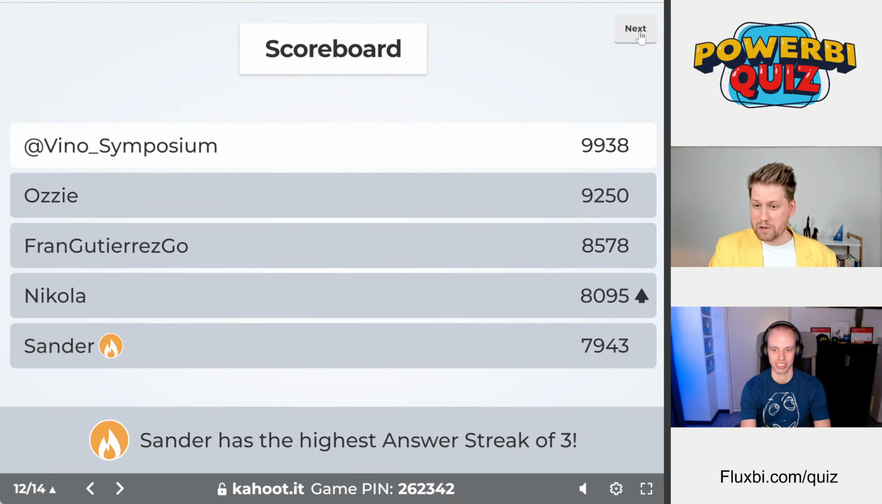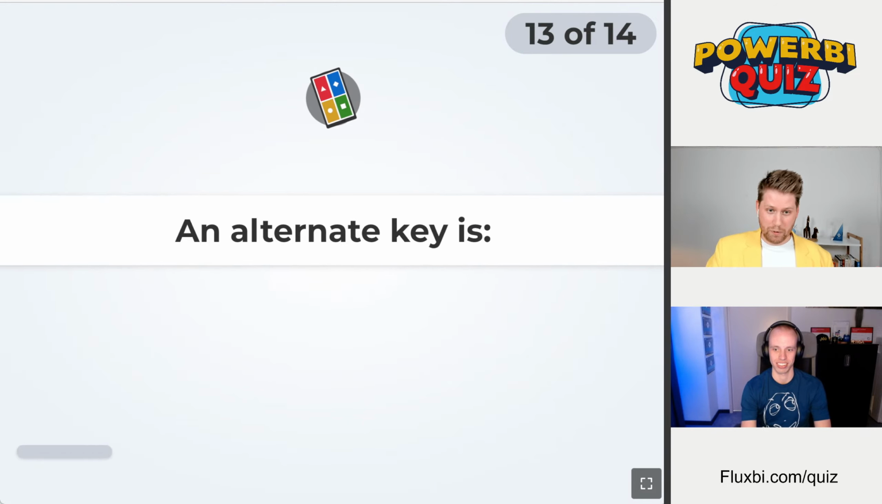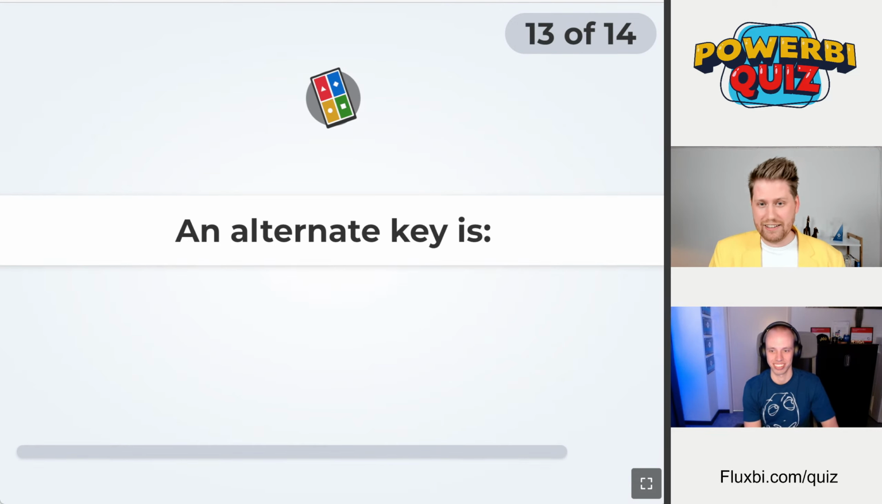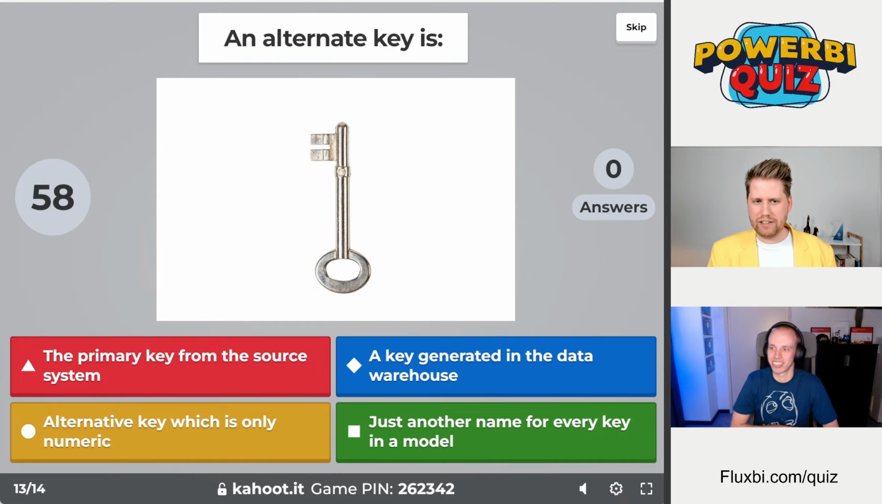Exactly. And Nicola pushed Sander down to take the fourth place, but other than that, nothing really changed. It's kind of the same placement. It's beginning to look like a certain pattern. I think only a double point question would be able to change this by now. So let's move on to question number 13, which is not a double point.